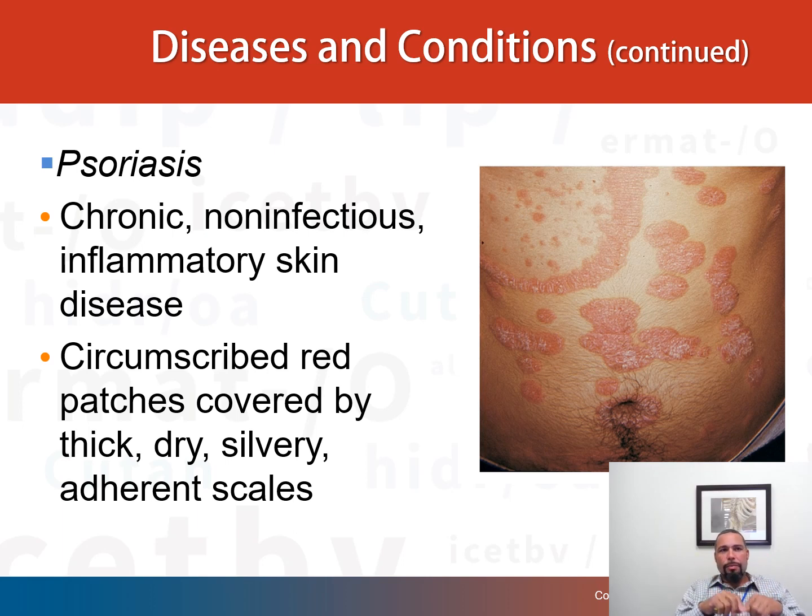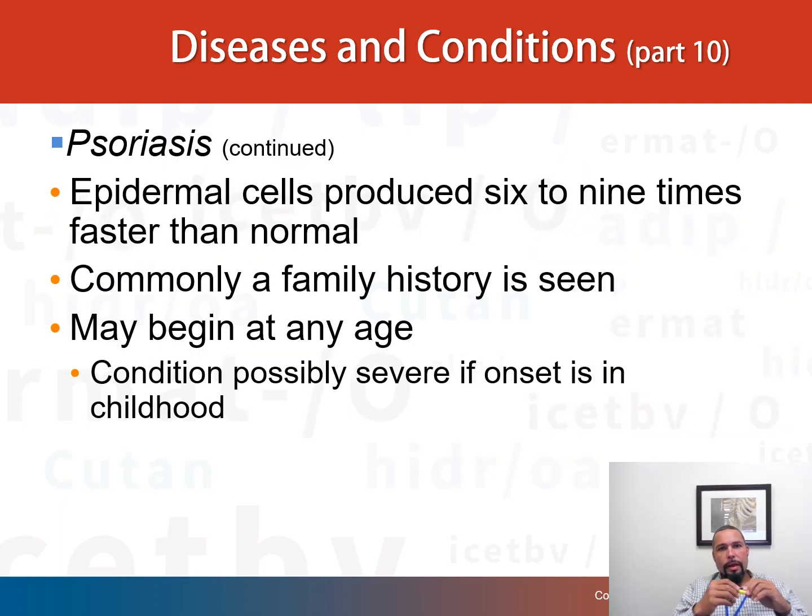You've probably seen it on TV. There are many drugs on the market now to treat plaque psoriasis. But people that have this condition are very self-conscious of it. Again, it's just part of life, nothing to be ashamed of. It's not infectious, so go ahead and treat this patient how they need to be treated. It affects the epidermal cells, which produce 6 to 9 times faster than normal. All right. Commonly, a family history is seen when we're dealing with psoriasis.